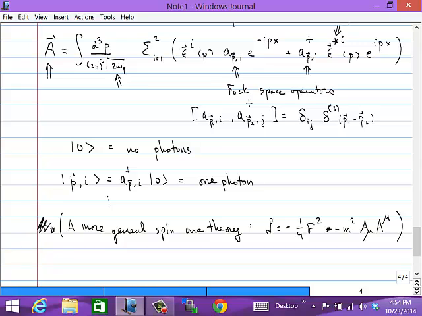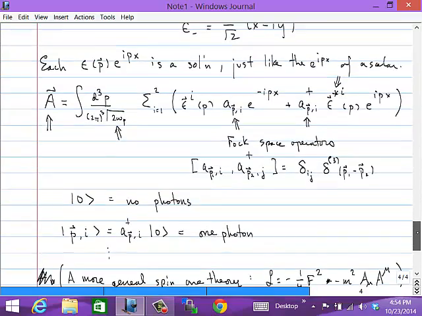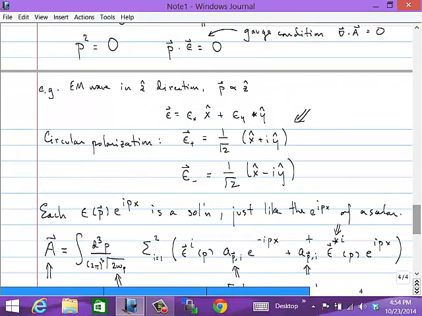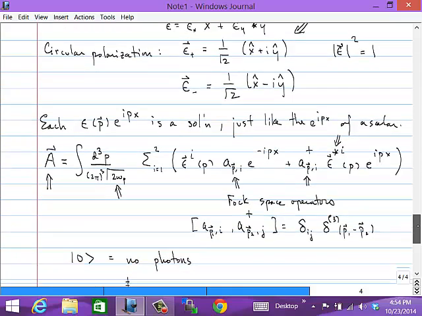Any other questions? Yes. You choose a specific norm for the group. That's right, I chose a norm, yes. I chose the norm so that epsilon squared is equal to 1. And that's because at the end of the day, I want this canonical commutation relation for the A's to be appropriately normalized. Good. Thank you.